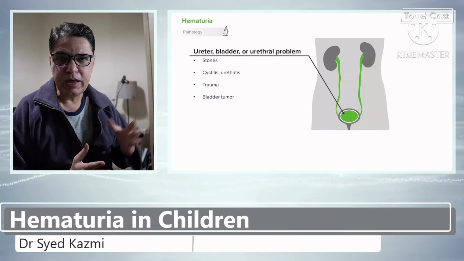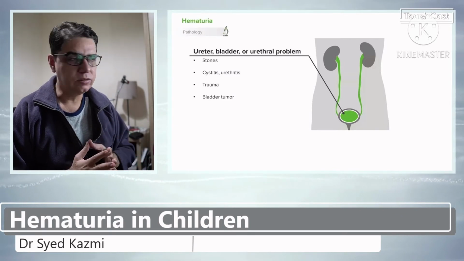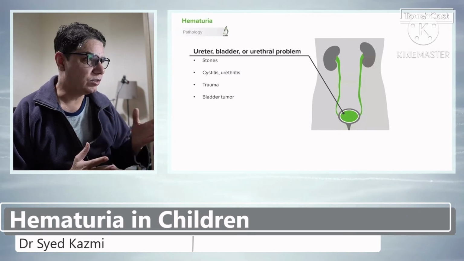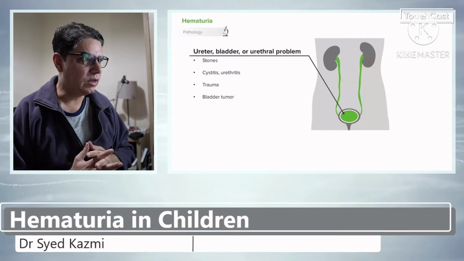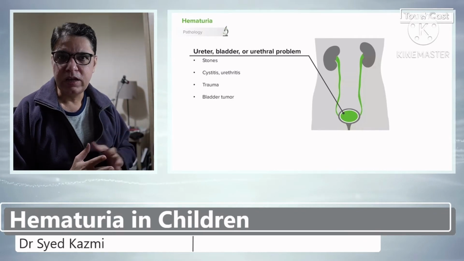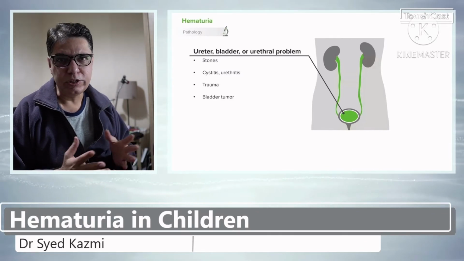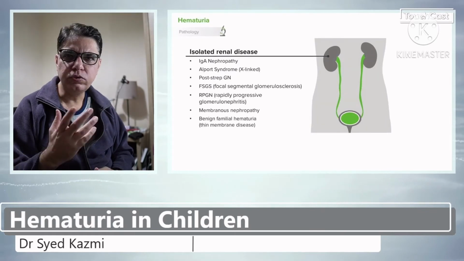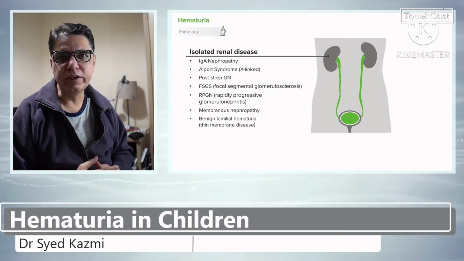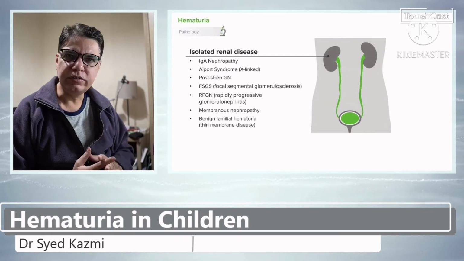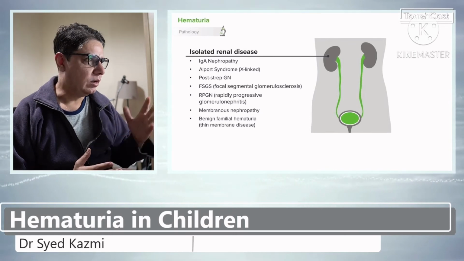Trauma in any form to the ureters or to the bladder or to the urethra can give rise to hematuria. Last but not the least, bladder tumor can also lead to hematuria. Also keep it in mind that some of the isolated renal diseases can also give rise to hematuria.